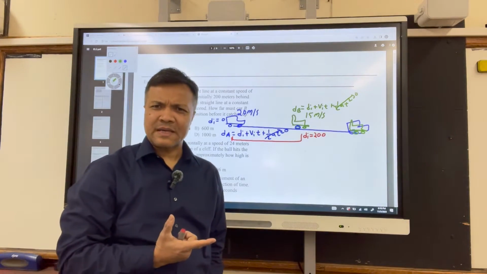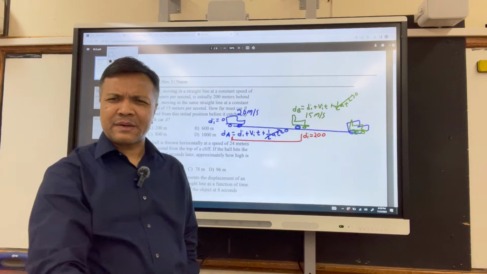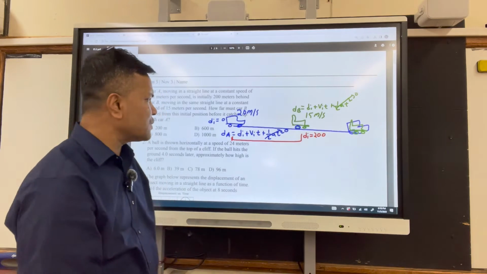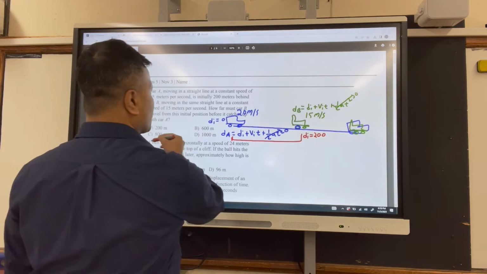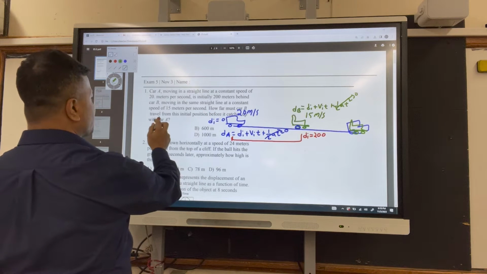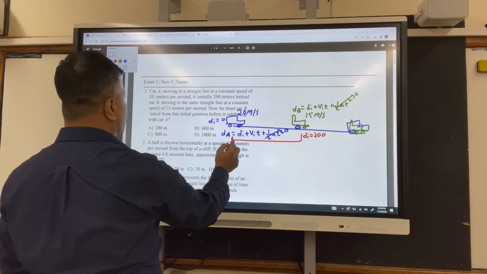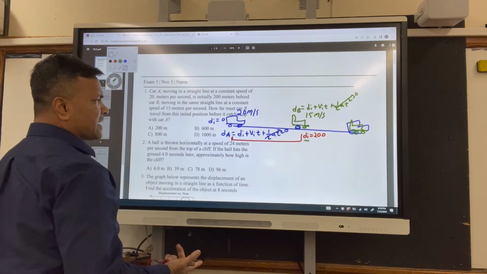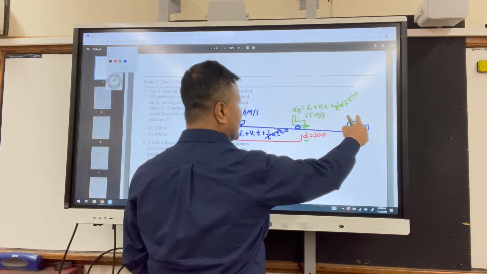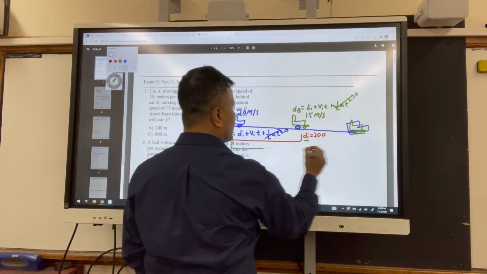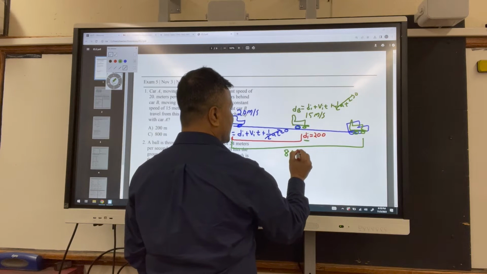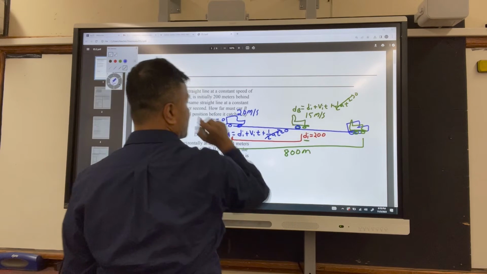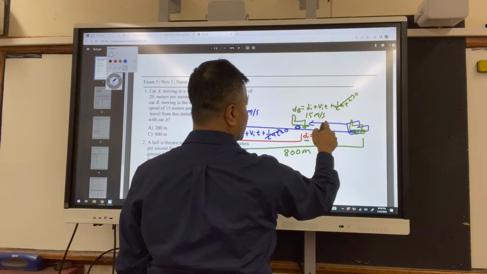So eventually the blue will be ahead, but at only one time they're going to meet. In order to catch up, it says how far must B travel from its initial position to catch up with car A. Car A is already here, and for car A to be over there, car A has to move 800 meters, and car B has to move only 600 meters, because 600 plus 200 is 800.